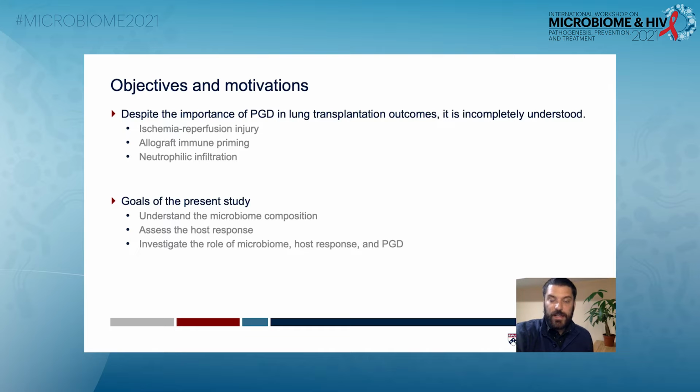Despite the importance of PGD in lung transplant outcomes, relatively little is known about the pathophysiology. It is known that there is a degree of ischemia-reperfusion injury by definition in lung transplant, and this seems to be an important contributor. The allograft can be primed. Some tissue-resident macrophages and other resident cells seem to be contributors to inflammation. And then also after implantation, neutrophilic infiltration helps mediate the acute lung injury. The aims of our study are to understand how the lung microbiome might be contributing to this process of acute lung injury at the time of transplant.